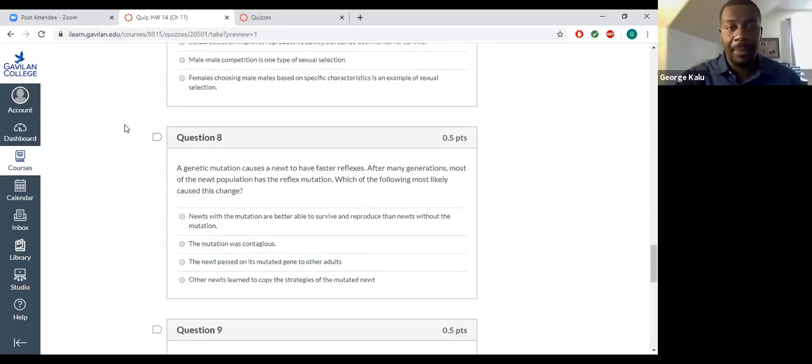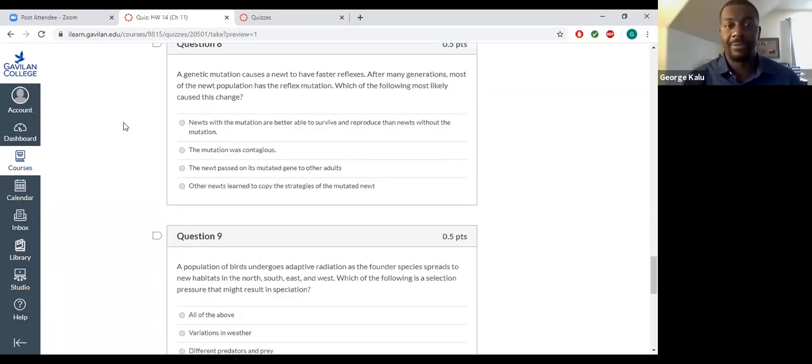All right, number 8. So a genetic mutation causes a newt to have faster reflexes. Okay? After many generations, most of the newt populations has the reflex mutation. Which of the following most likely caused this change? Okay, so we have A, newts with the mutation are better able to survive and reproduce than newts without the mutation. B, the mutation was contagious. C, the newt passed on its mutated gene to other adults. Or D, other newts learn to copy the strategies of the mutated. Okay.